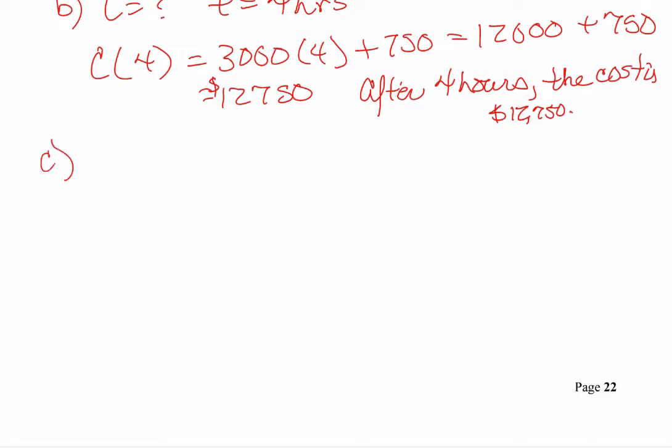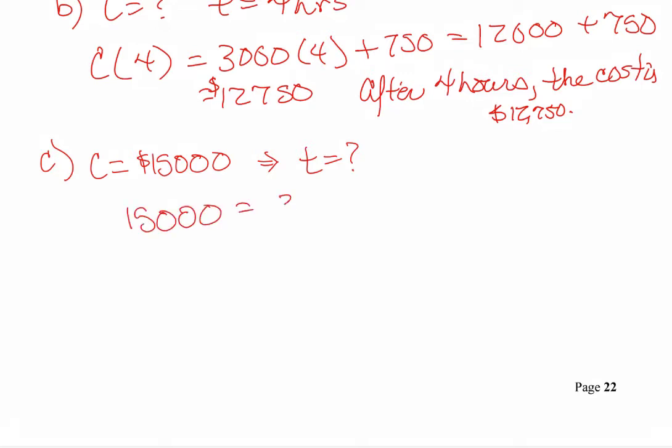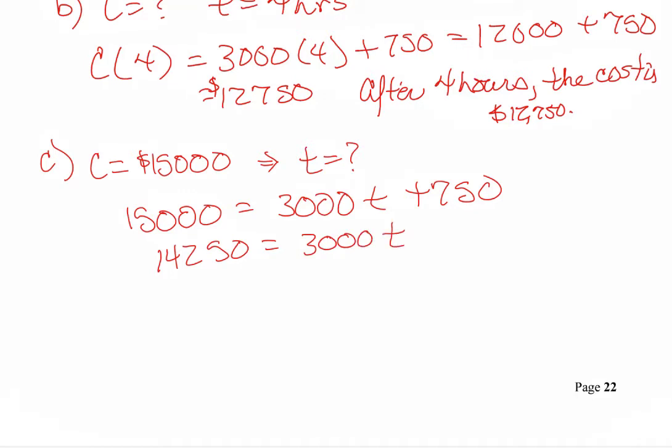And part C is asking you to find the time elapsed in order for the cost to increase to $15,000. So cost equals 15,000, then T equals, we don't know. So you're going to set 15,000 equal to 3,000 T plus 750 and solve. So that's 14,250 equals 3,000 T. So 4.75 equals T.